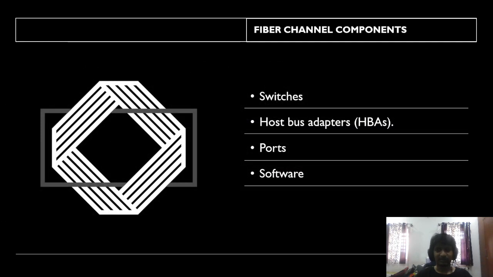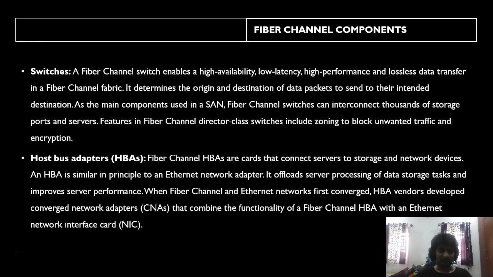Now we'll talk about fiber channel components. So fiber channel mainly has 4 components, that is switches, host bus adapters, ports, and software. Switches. A fiber channel switch enables a high availability, low latency, high performance, and lossless data transfer in a fiber channel fabric. It determines the origin and destination of data packets to send to the intended destinations.